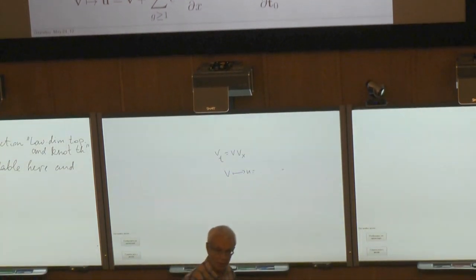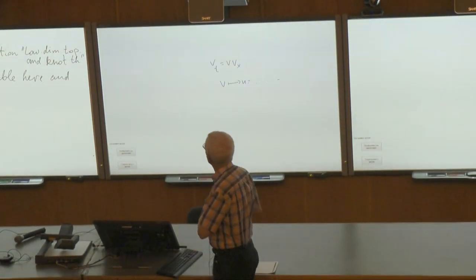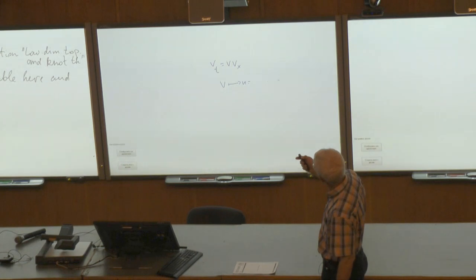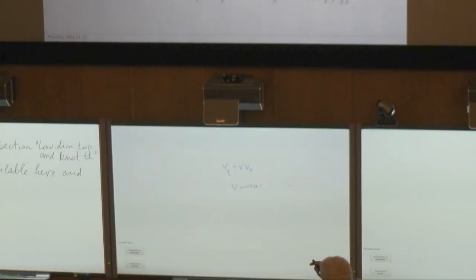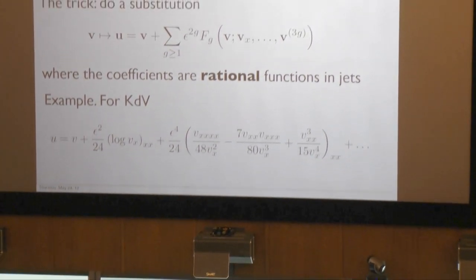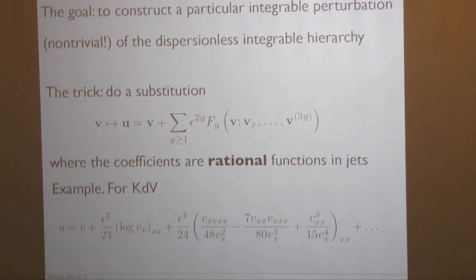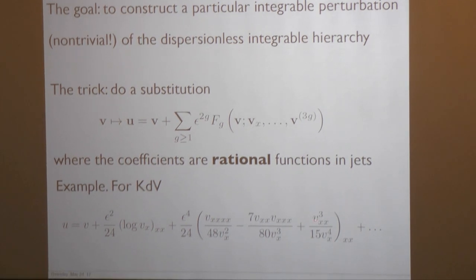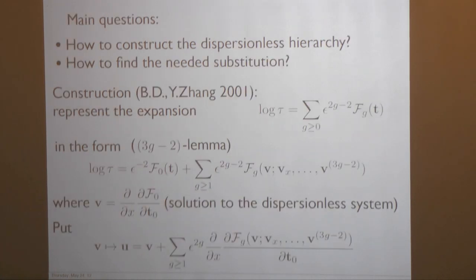Anyway, let me return for the moment to the previous slide. What is this 3g minus 2 lemma? You see, this is the second logarithmic derivative of tau. So this one term is a function of v sub x. This is F1, and 3g minus 2 for g equal to 1 is of course 1. So this depends on the first jet. This is the F2 that depends on jets up to fourth order. 3g minus 2 in this case is equal to 4, and so on and so forth. Okay? This is the property.